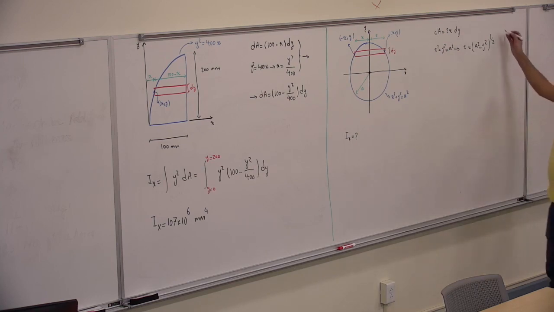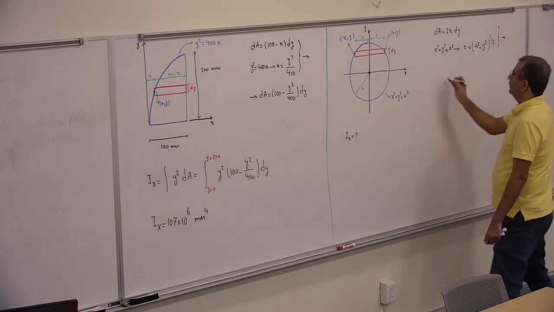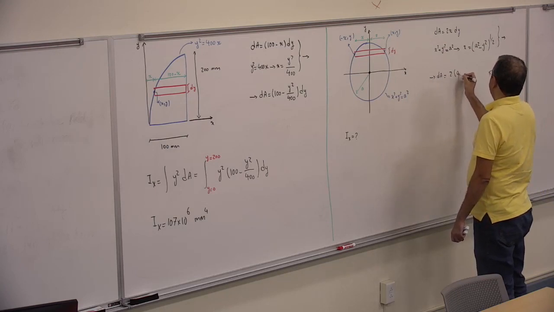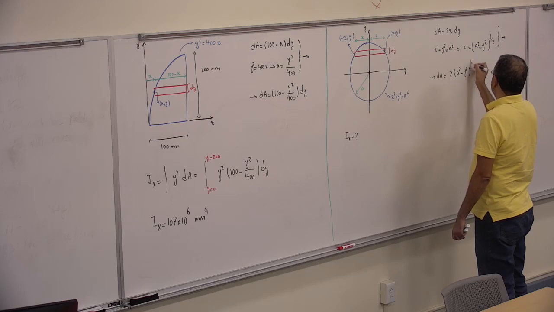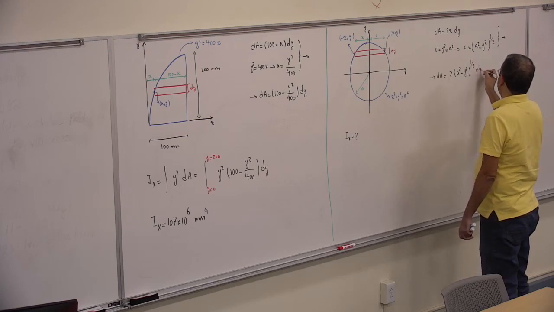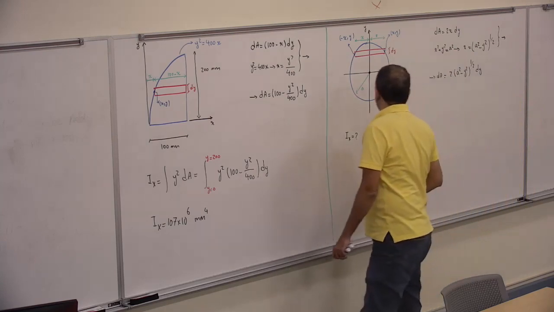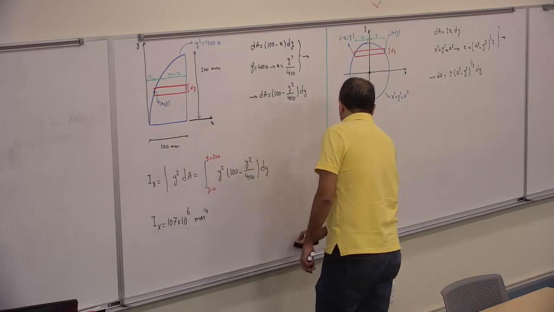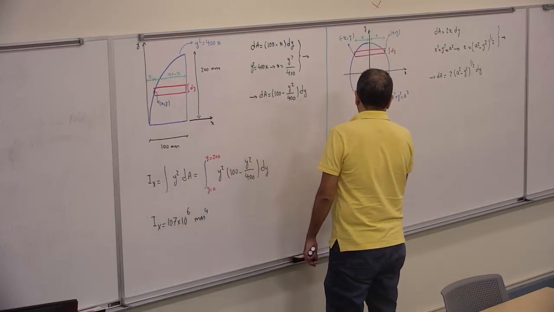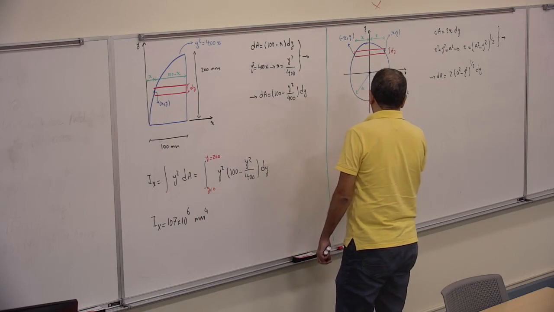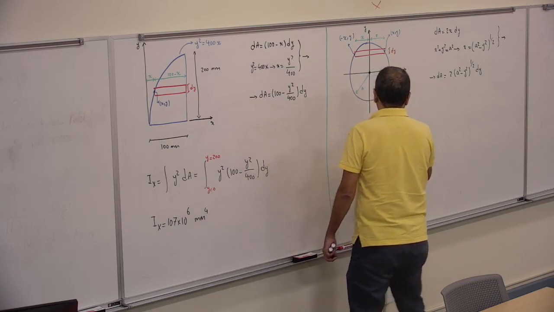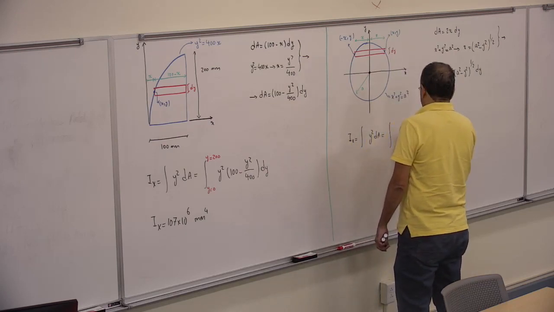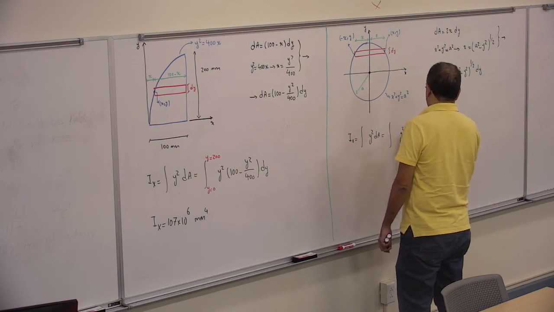So now, put these together. The dA would be 2 times the square root of a squared minus y squared, dy. And now if I go ahead and put it here, I about x is the integration of y squared times this. Here is x.